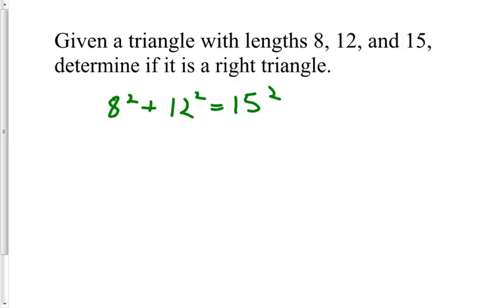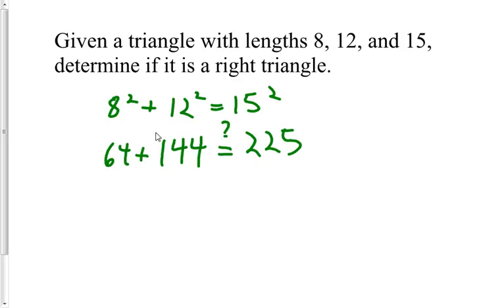Eight squared is 64. Plus 12 squared is 144. And this should equal 15 squared, which is 225. Well, 144 plus 64 is 208, which in fact does not equal 225. Therefore, this is not a right triangle.